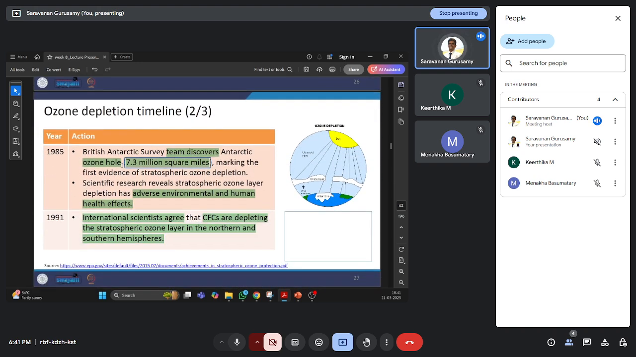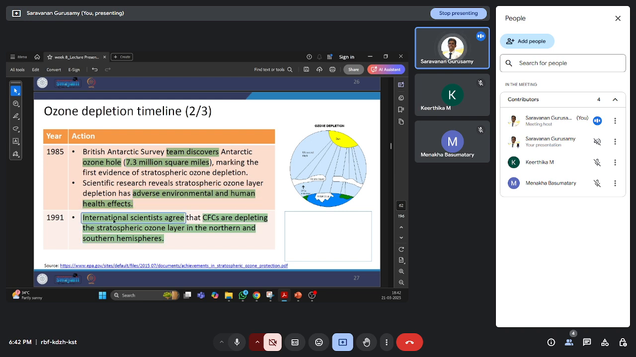And in 1985, the team discovered the ozone hole above the Antarctica, 7.5 million square miles. So you can think about how huge it is. More than Antarctica's area, double the Antarctica's area. That much area, the ozone is getting depleted, with adverse environmental and human health effects.